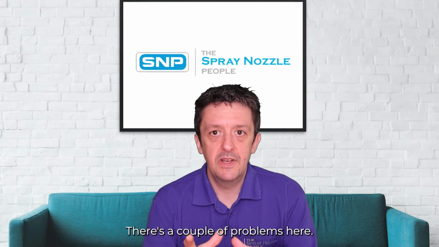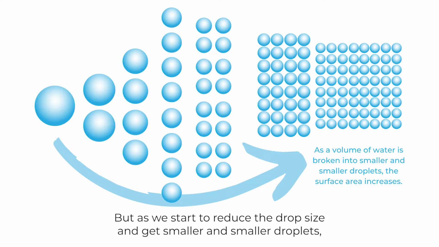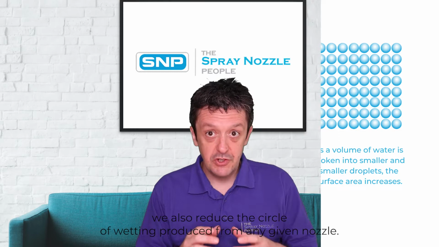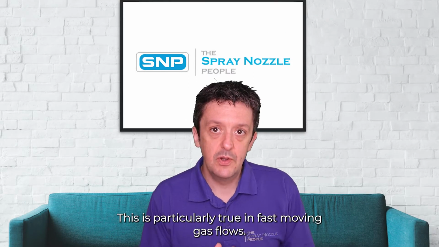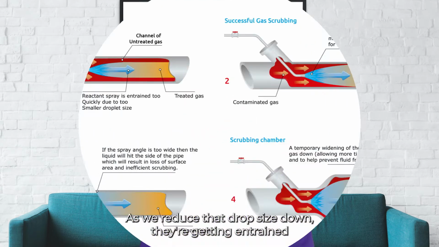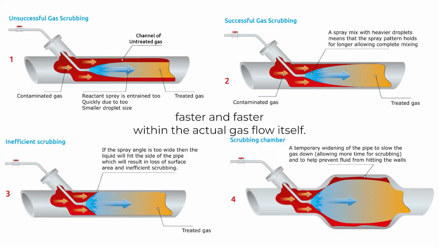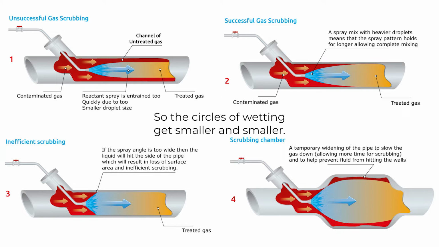There's a couple of problems here. We also want to get the drop size as small as possible, but as we start to reduce the drop size and get smaller and smaller droplets, we also reduce the circle of wetting produced from any given nozzle. This is particularly true in fast-moving gas flows. As we reduce that drop size down, they get entrained faster and faster within the actual gas flow itself, and so the distance they can actually penetrate perpendicular to the gas flow gets smaller and smaller. So the circles of wetting get smaller and smaller.